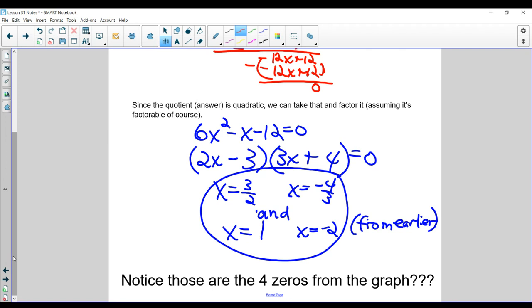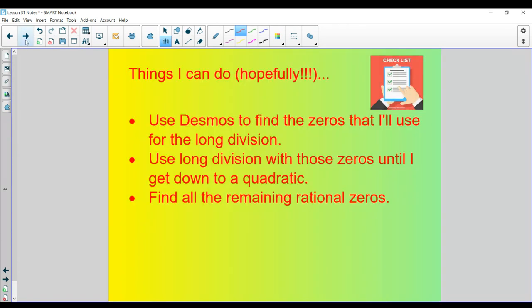So, in conclusion here, you're using Desmos to help you come up with the zeros so that you don't have to guess what the zeros are, but you're going to show the work with why those zeros end up working. This would be the process for doing that. All right, so that's lesson 31. You should be able to use Desmos to find the zeros. Then pick one of those zeros and use long division, and keep doing long division with the zeros until you get a quadratic. After you get the quadratic, you'll factor that to find the remaining rational zeros.